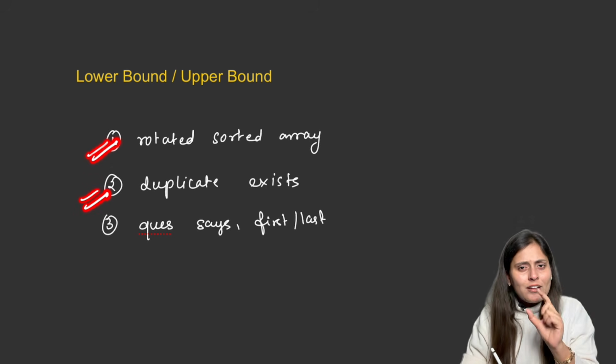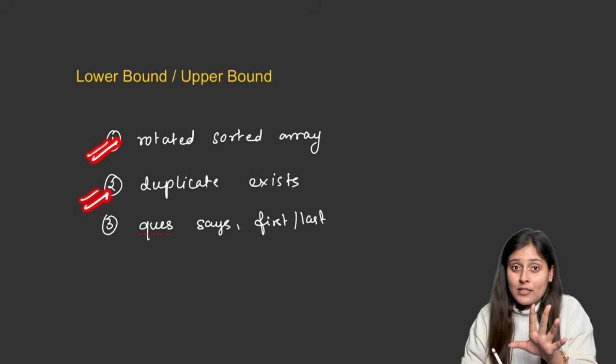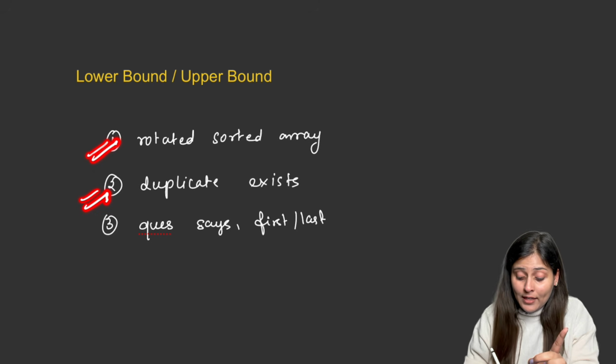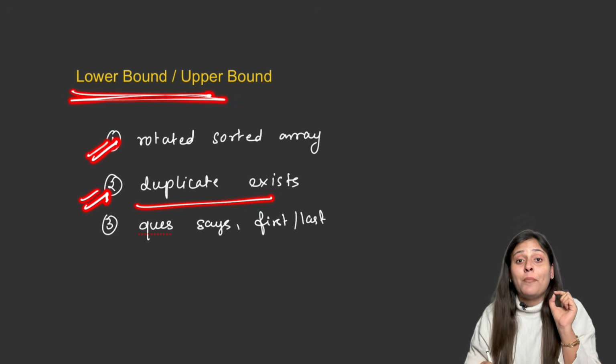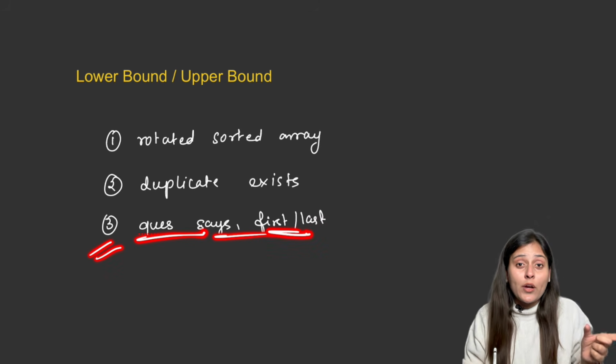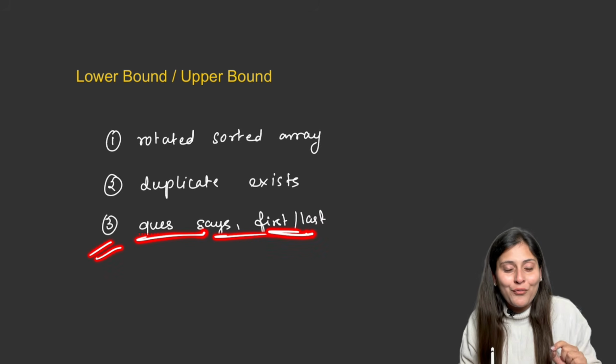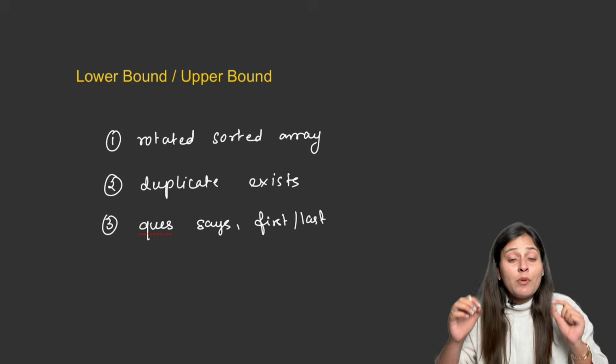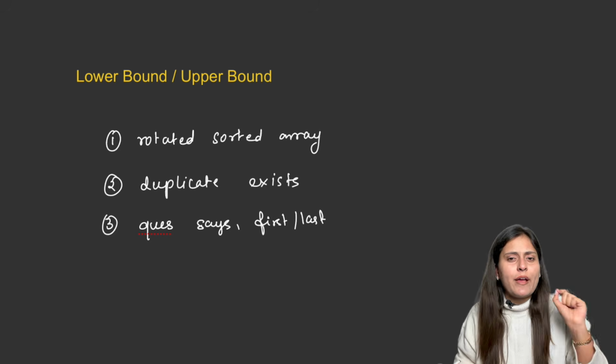Second, if that sorted array contains duplicates. Remember, if that contains duplicates, then we will go for this lower and upper bound pattern. And third, whenever the question says give me the first occurrence or last occurrence, you can go with this pattern of binary search. So remember, rotated sorted array is not a special binary search.